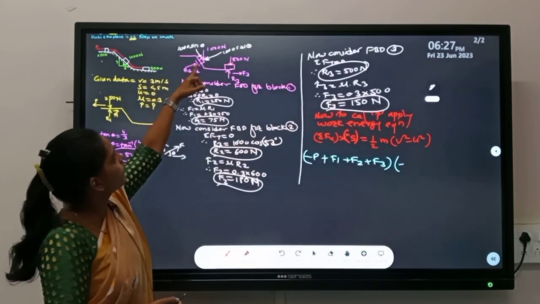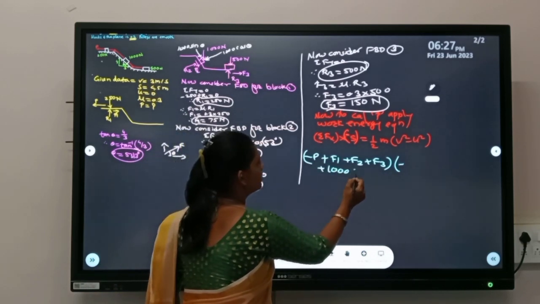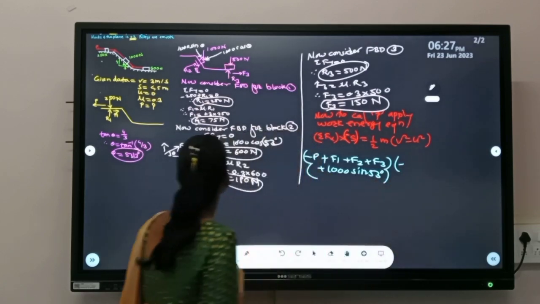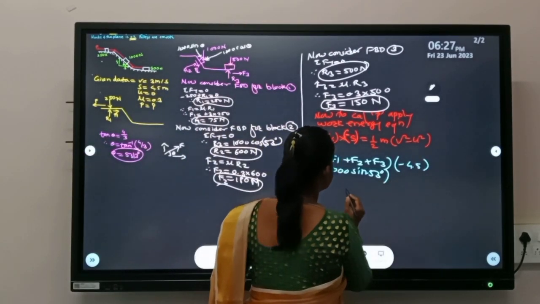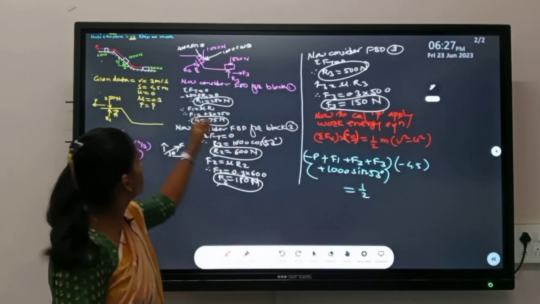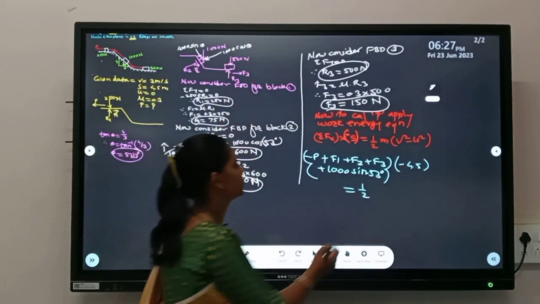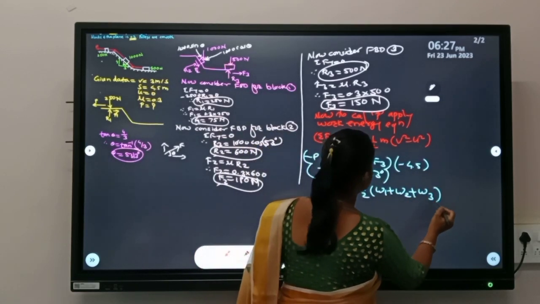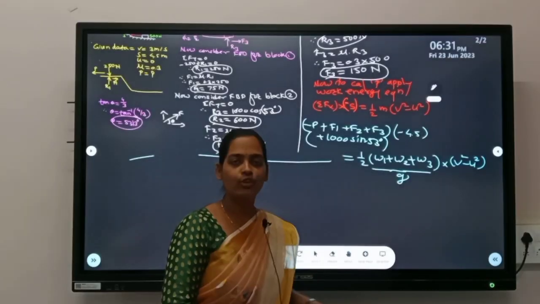One of the terms remained, 1000 sin theta, plus 1000 sin of 53 degrees, into displacement, which is given in the numerical as 4.5. So minus 4.5 is equal to half. Instead of mass, may I write W by g? But since there are 3 such masses, it is summation of W1 plus W2 plus W3 into v square minus u square divided by g. Value for g is 9.81.